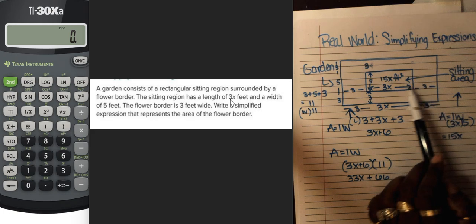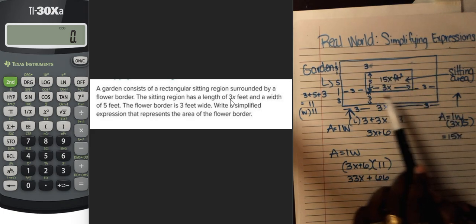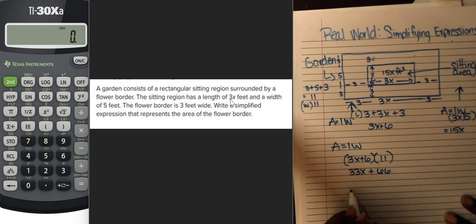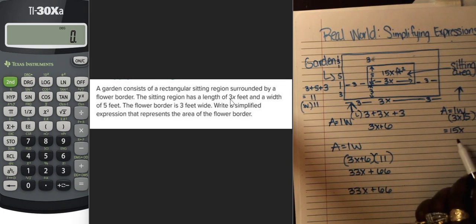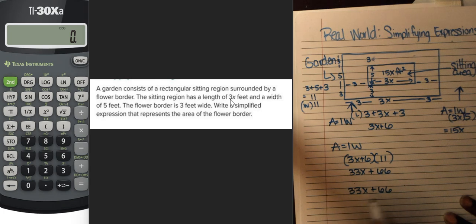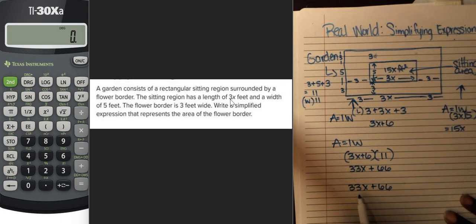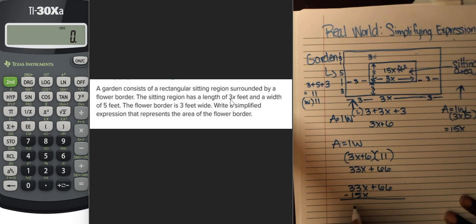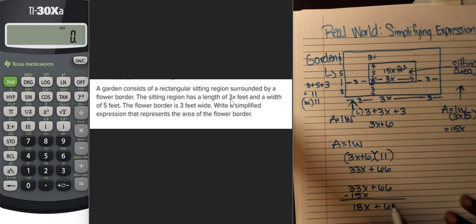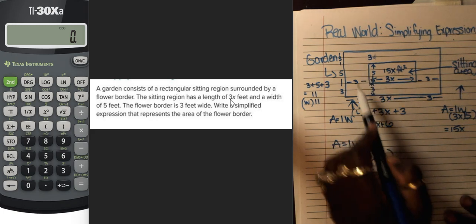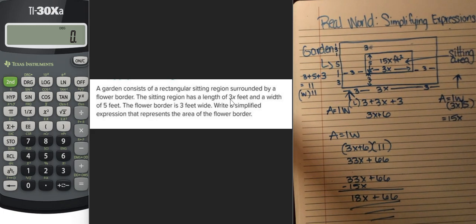But we don't need the sitting area. So we're going to take this out of here. So now when we take that out of there, you have 33x plus 66, and we're going to subtract out that 15x. So remember that 15x needs to go under your x column. So we're going to subtract out 15x. And when we do that, 33 minus 15, you should get 18x. Okay. And then we just bring down the plus 66. So the area of our border is going to be 18x plus 66.